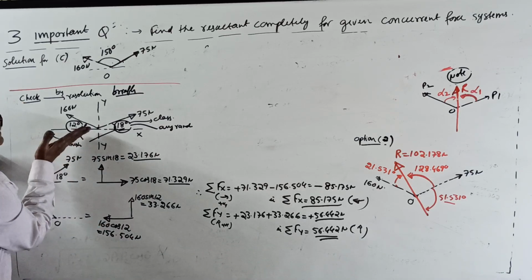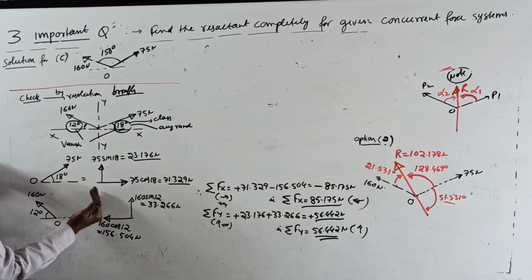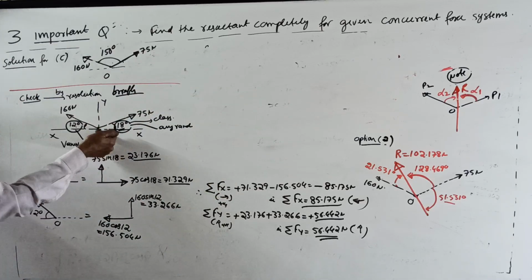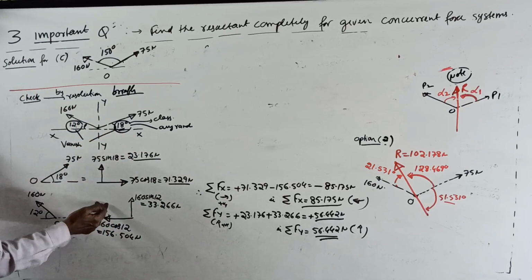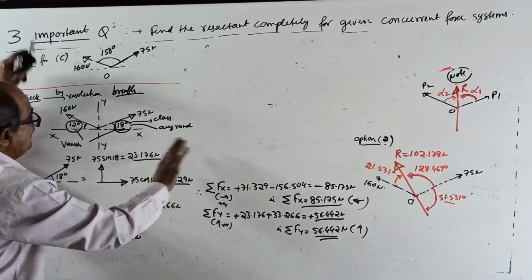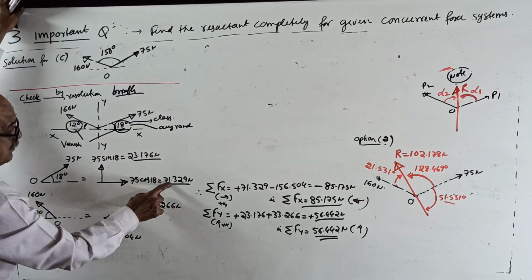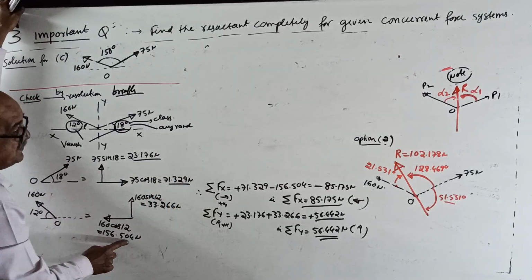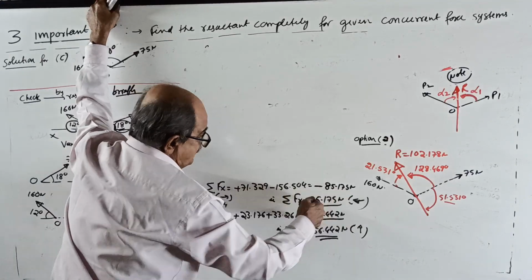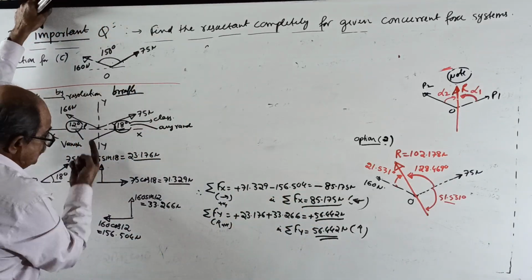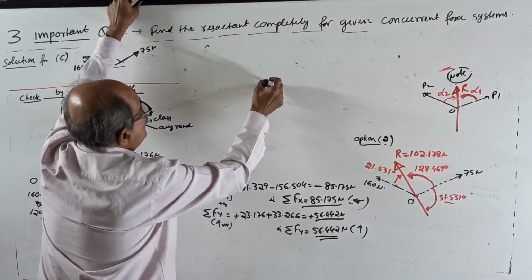See, 75 going this way: 75 cos 18, 75 sin 18. 160 goes this way: 160 cos 12, 160 sin 12. This I will explain later. Add this one, sigma Fx: 71 plus minus 71.329 minus 156. Negative means I took right side positive, negative, left side. Sigma Fy, both are upwards, I got positive. Now, mark the point O.